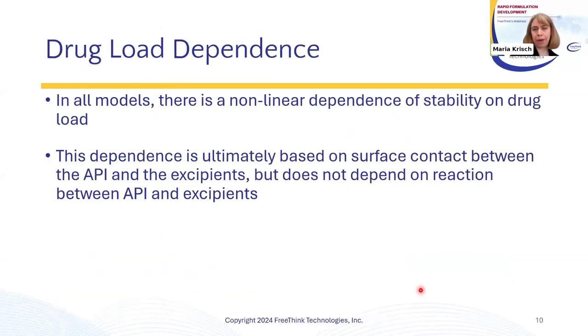But the common theme between them is that all of these models have a strongly nonlinear dependence of stability on drug load. And ultimately, the dependence is based on the surface area contact between the API and excipients. And it does not depend on direct reaction between the API and excipients. So again, this is a strong dependence, and it's an indirect effect of excipients.